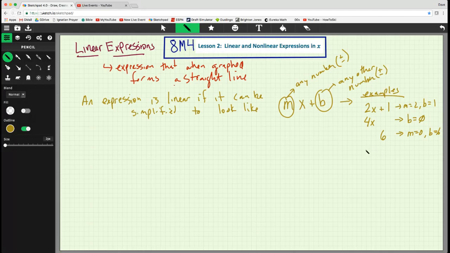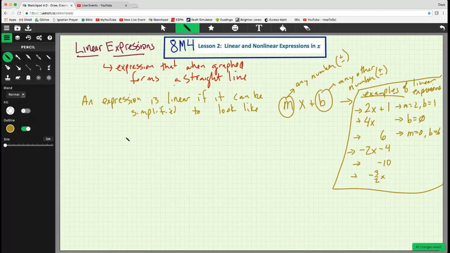You could also have negative 2x minus 4, because the number can be negative. You could just have negative 10. You could have negative 3/2 x, because numbers can be fractions. So these are all examples of linear expressions. Now let me give you another one. These are some of the more straightforward examples.